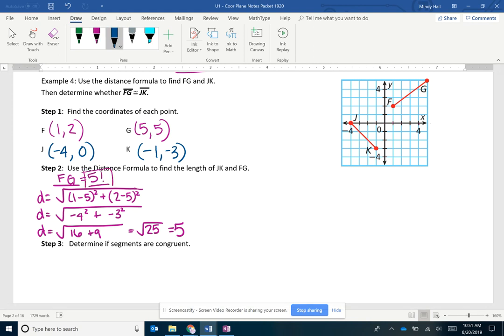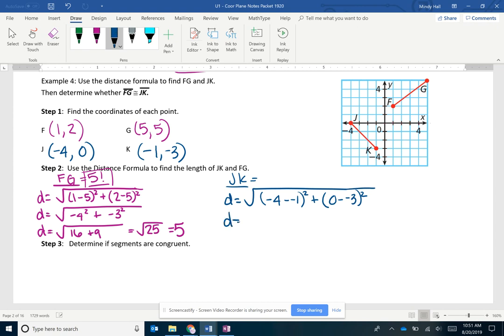So then, when we want to find JK, we're going to do the same thing. Let's hope it also equals 5. We have the distance is the square root, x value subtracted, -4 minus -1 squared, plus 0 minus negative 3 squared.